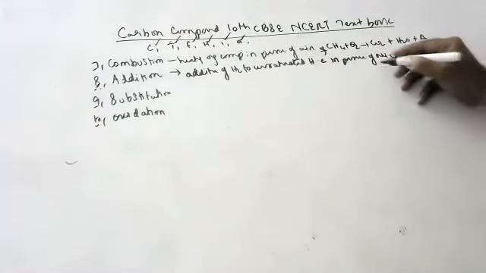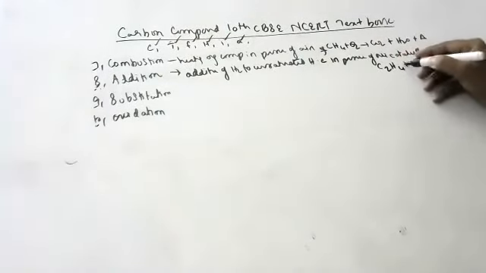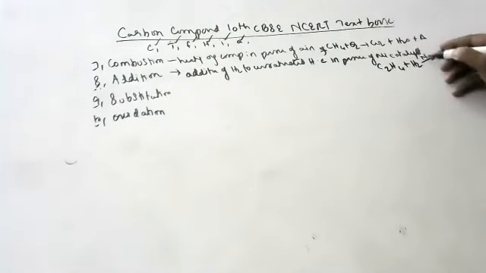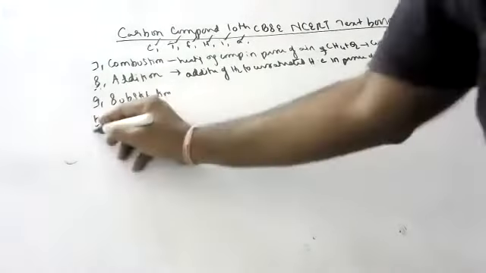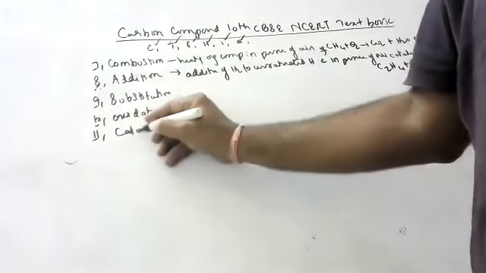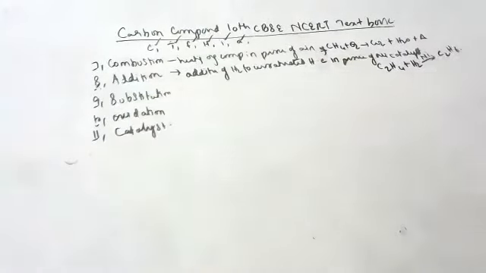Suppose ethene is there. To this, if you add hydrogen in presence of nickel catalyst, it will break the bond and you'll get ethane. What will the catalyst do, children? It increases the speed of reaction or breaks the bonds.